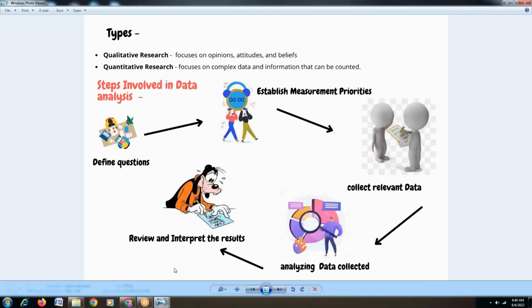Now, the next point is, what are the different types of data analysis? There are two major types. One is qualitative research and the second is quantitative research. Qualitative research focuses more on opinions, attitudes and beliefs, of what we do in day-to-day work. At the same time, quantitative research majorly focuses on the data we have taken.